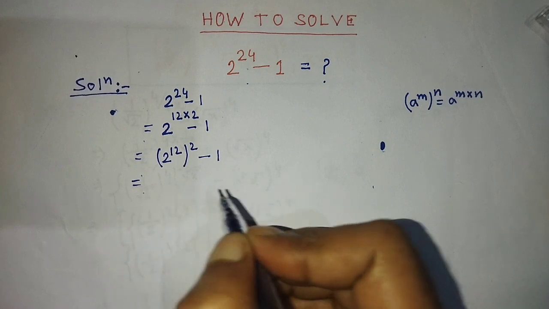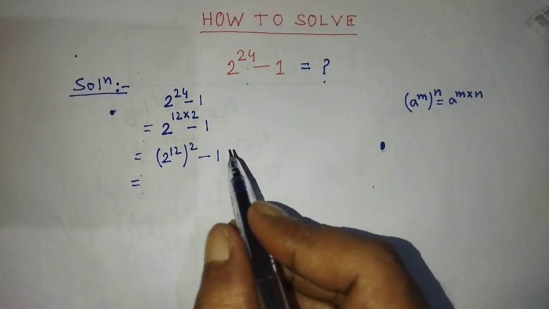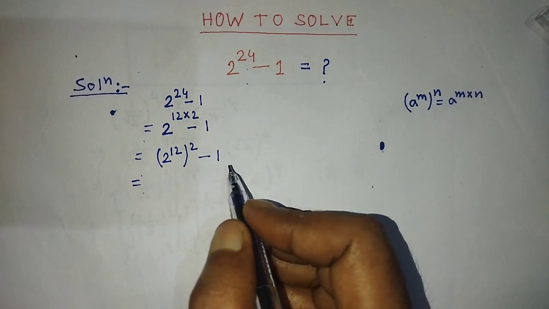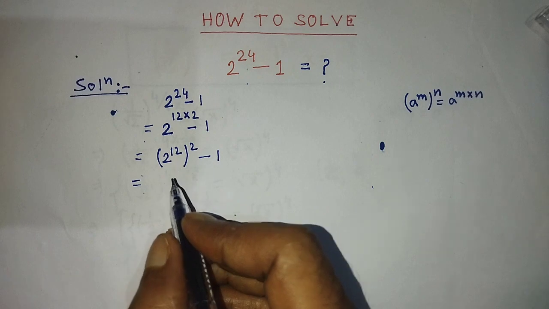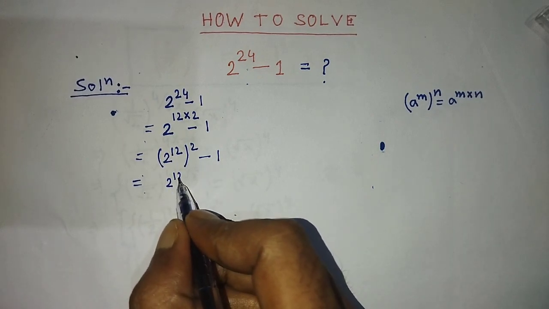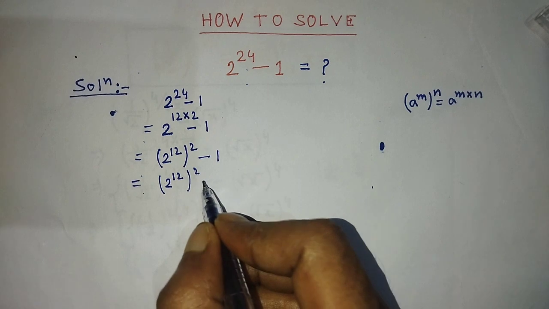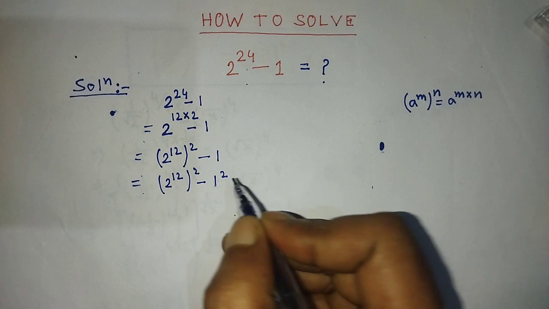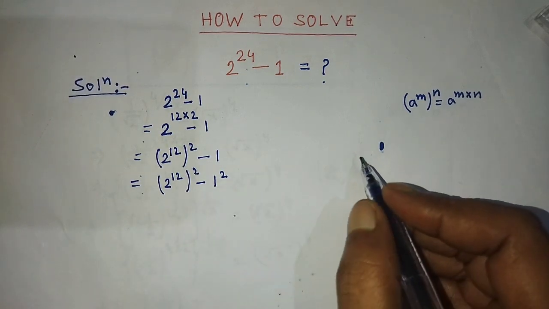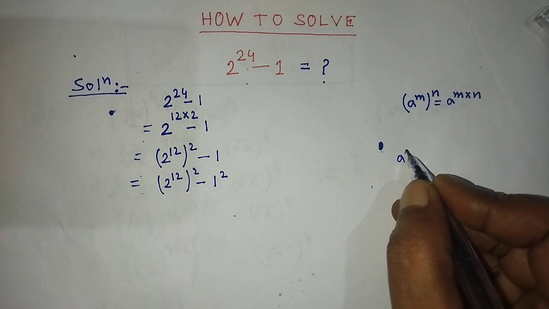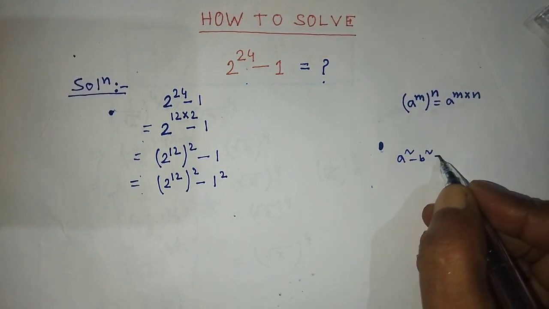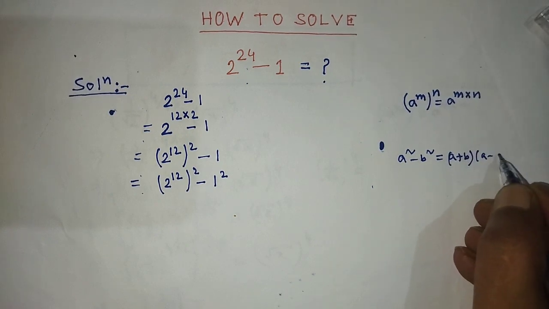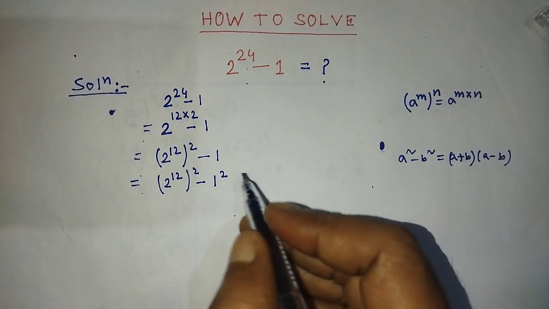So my dear student, to simplify this algebraic expression, we have to write both terms in square form. So we write 2 to the power 12 whole to the power 2, and minus, and in the place of 1 we have to take 1 square. Okay student. After that we have to apply the formula a square minus b square is equal to a plus b into a minus b. This formula we have to apply on this algebraic expression.